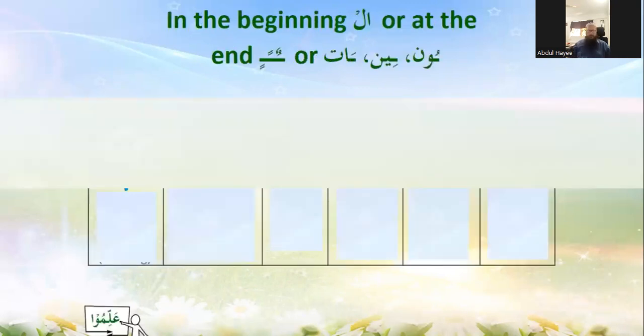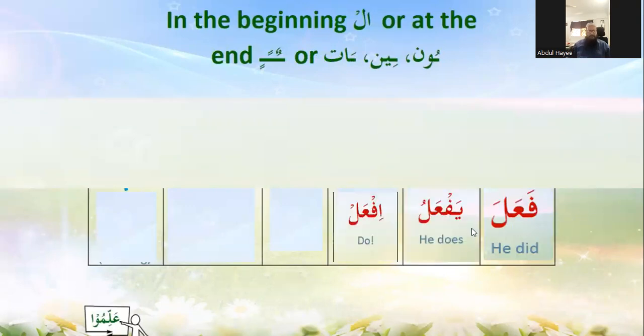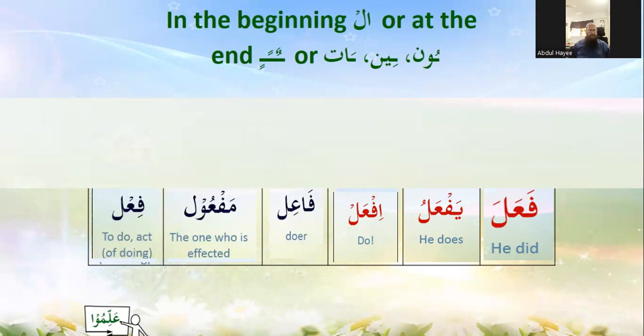Let's have another. When I say fa'ala, yafalu, ifal, they are the which key? Verb. They are the verb key. When we say fa'il, maf'ul, fail, these are the three keys of asma. But they are not alone. Look, if it's a fa'il, it can have a dammatan, it may have the fatatan, it may have the kasratan. So it may be fa'ilun, fa'ilan, fa'ilin.